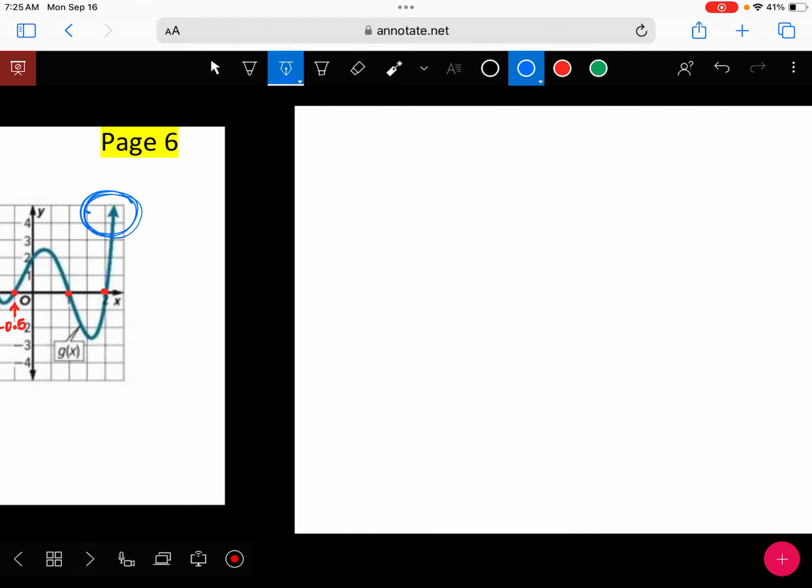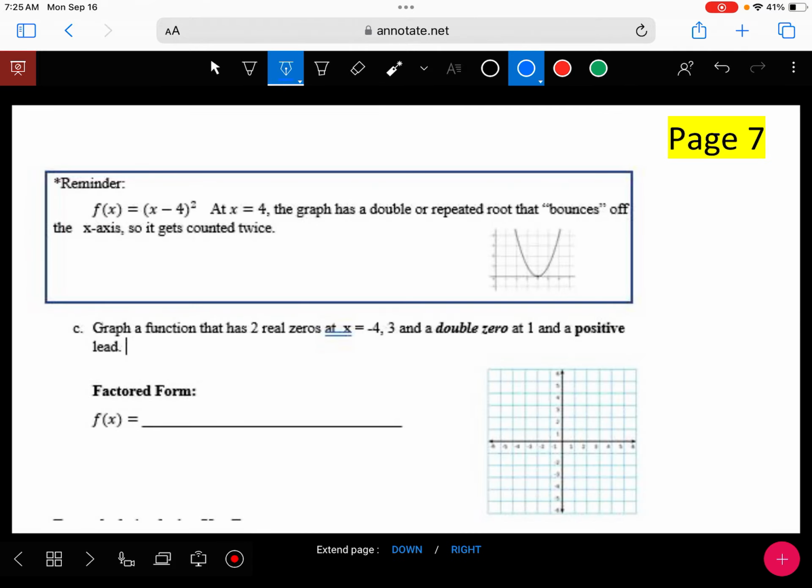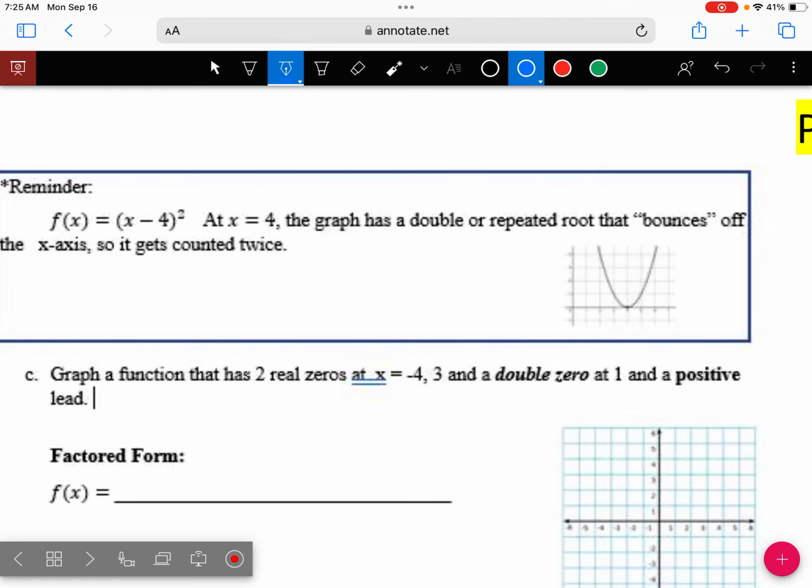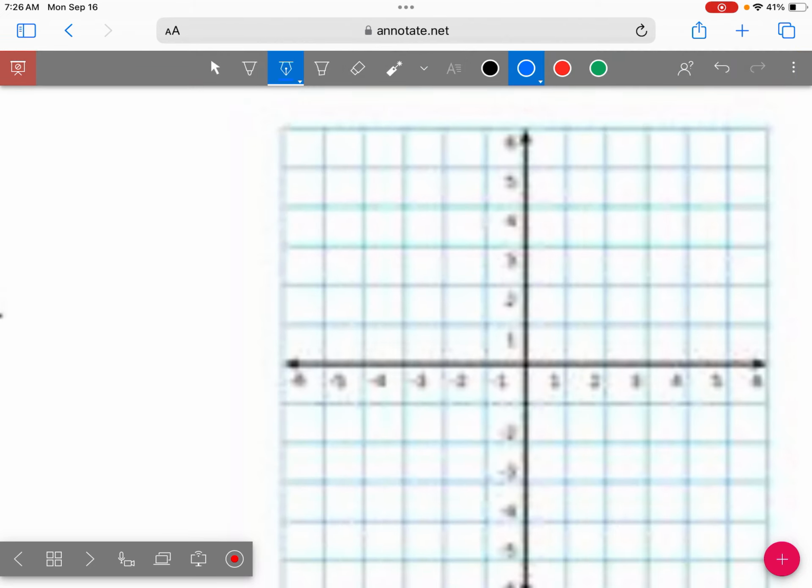All right, let's keep practicing. Now, anytime, looking at this graph, anytime it bounces off the x-axis, that means it's a double root, okay? So let's go ahead and sketch this graph. We have a graph that has 2 real zeros. So we're going to put a point at -4 and 3. So on the x-axis, let's put a point at -4 and a point at positive 3.